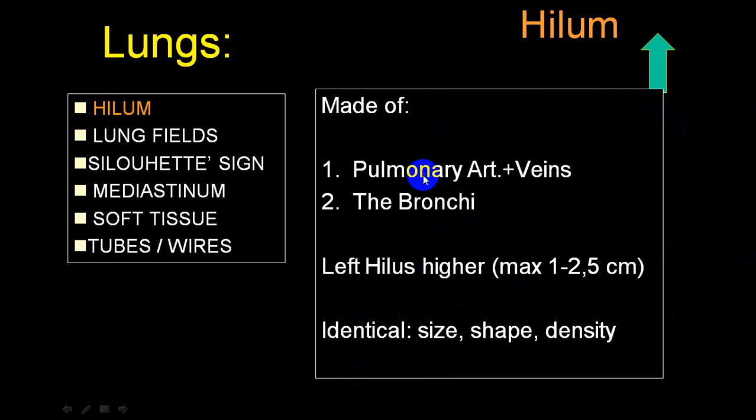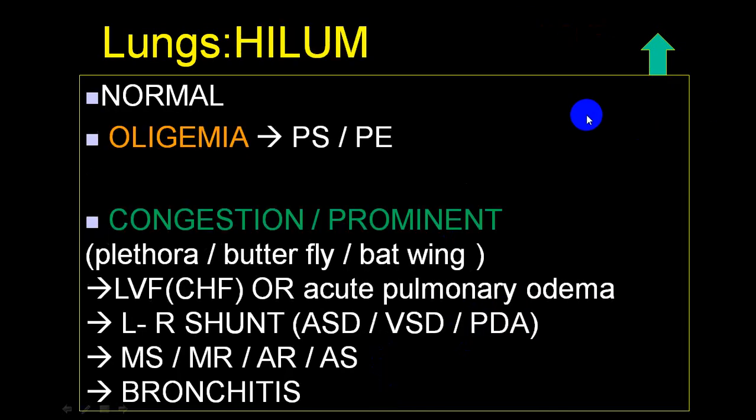Now look at the density and the pulmonary vascular markings. If pulmonary vascular markings are diminished, they are less prominent. We call that pulmonary oligemia. And this will be classically seen in two commonest conditions: pulmonary stenosis, we call tight pulmonary stenosis, and in a case of pulmonary embolism. In these two conditions, very frequently you will see pulmonary oligemia.